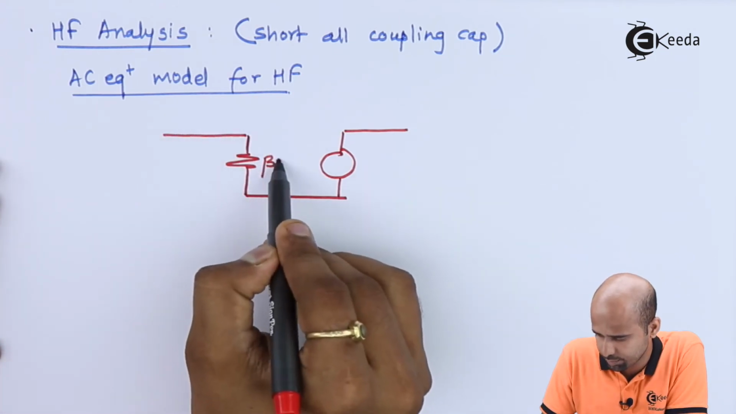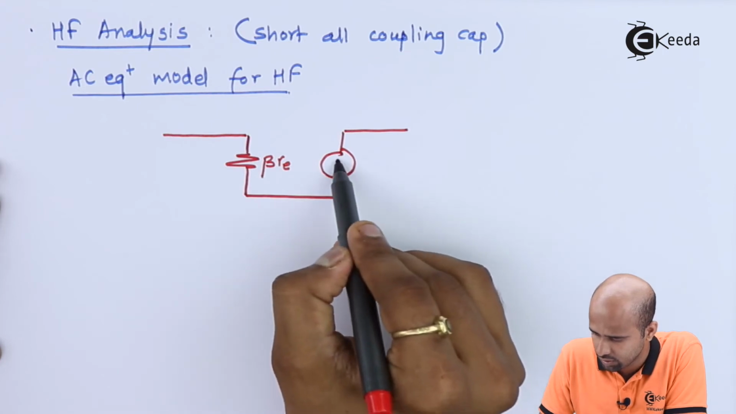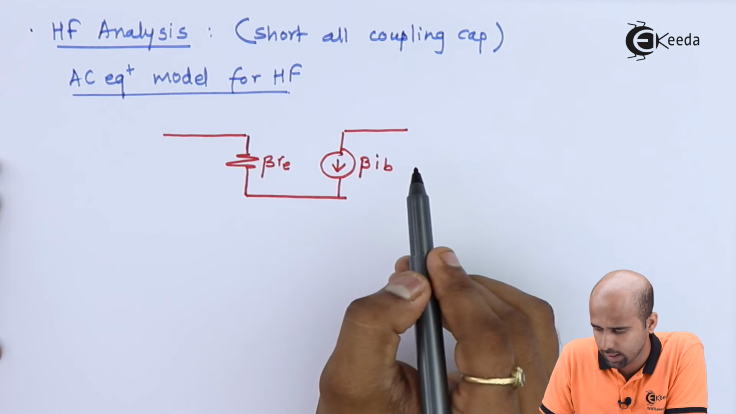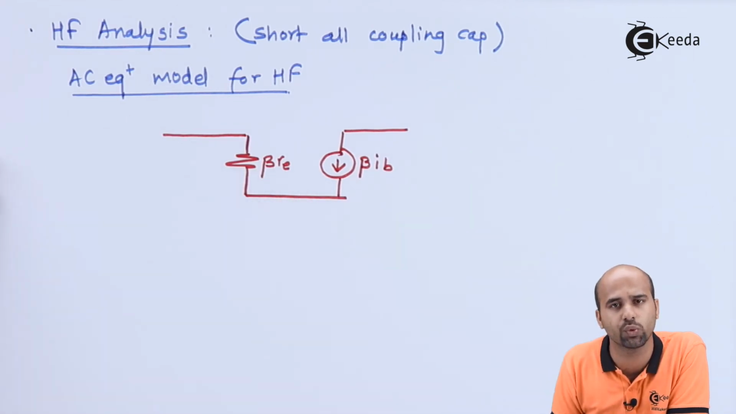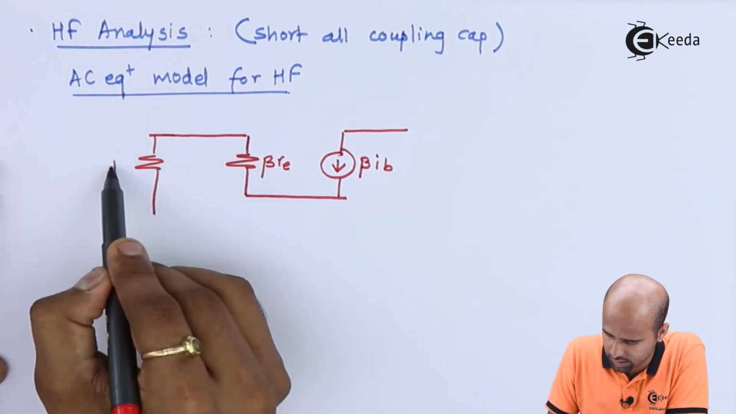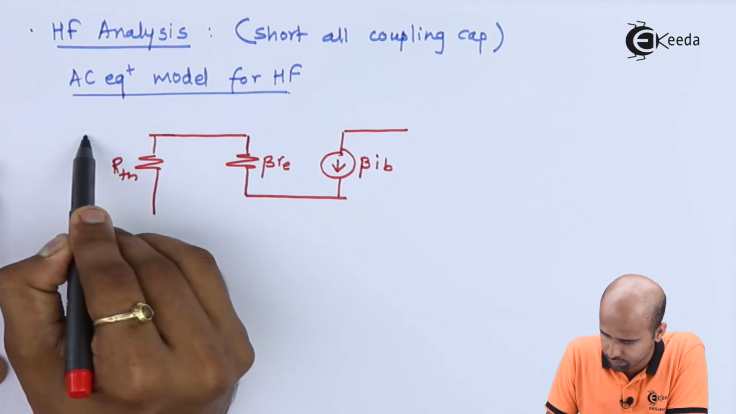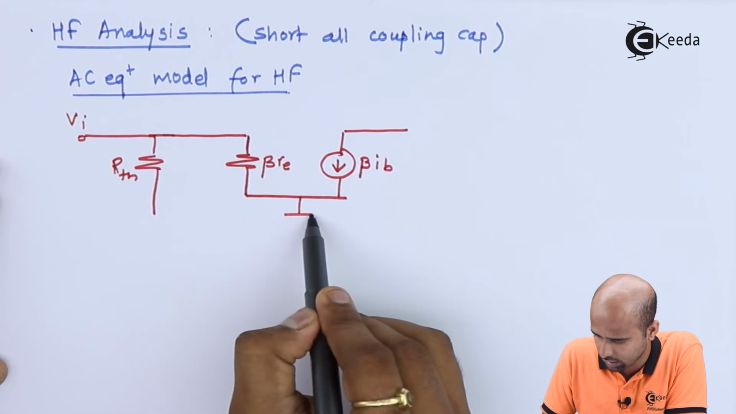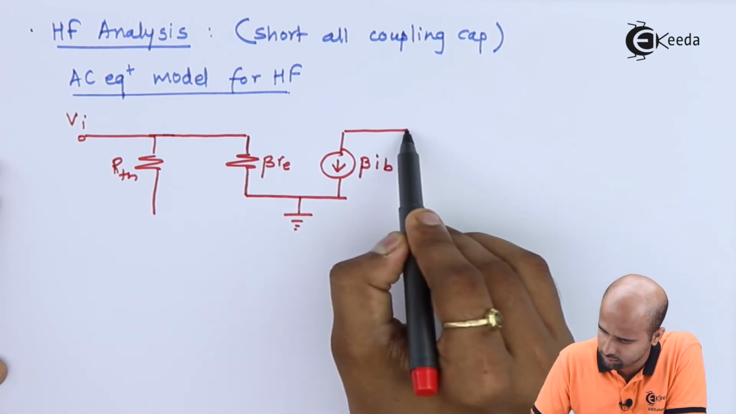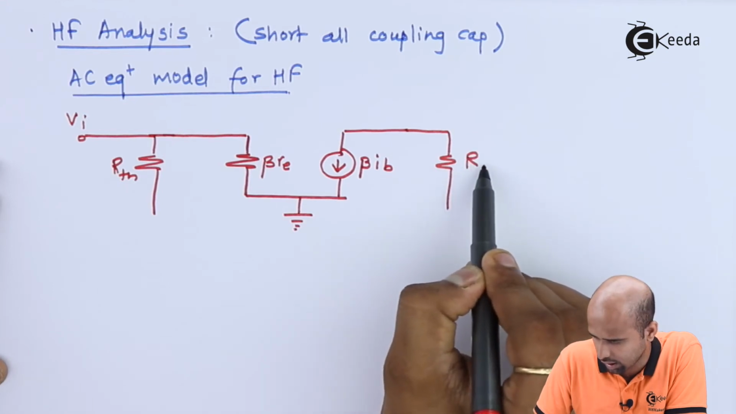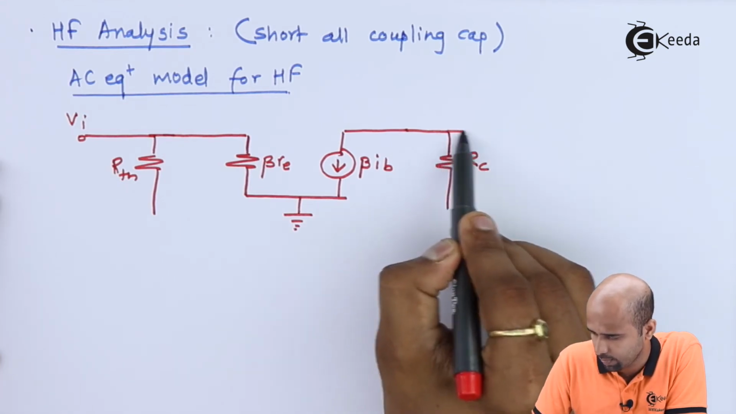This is your beta small re. This is your current, that is beta into IB. Again I am repeating, you can also draw the AC equivalent model in the form of R pi model. This is the resistance, that is RTH. Here is your input, grounded emitter, resistance RC.